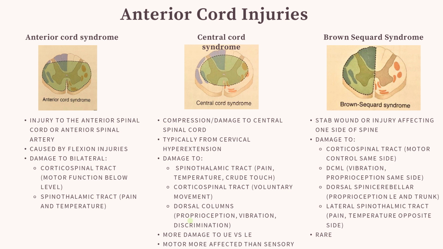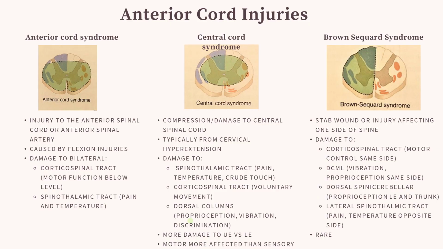So let's talk about damage to the spinal cord where it affects the anterior structures or those descending pathways. The main one that we didn't talk about in the other two slides is going to be our anterior cord syndrome. So again, this is going to be due to compression of that anterior artery or the anterior spinal cord itself, typically caused by a flexion injury. Flexing forward causes compression to the anterior spinal cord and therefore can damage that area.